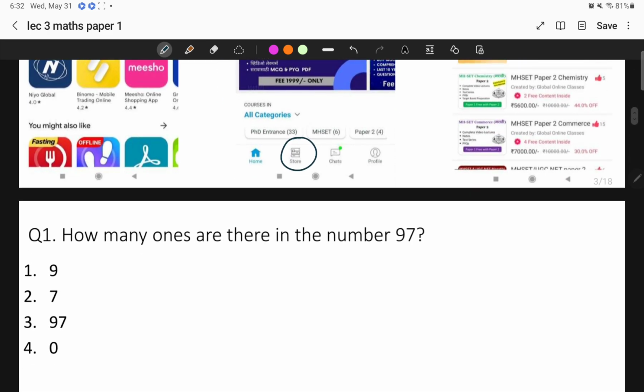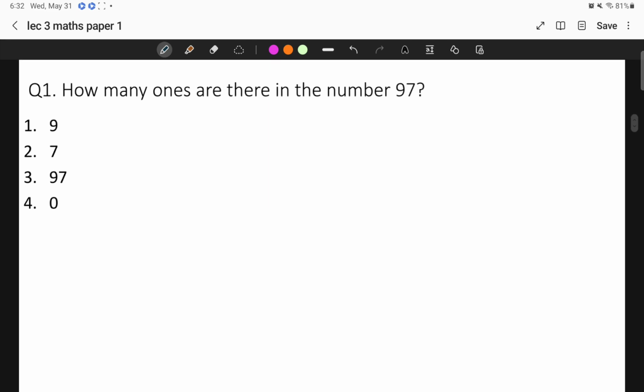So without any further ado, let us begin with today's lecture number 3 of the previous year question paper of mathematics CTET.